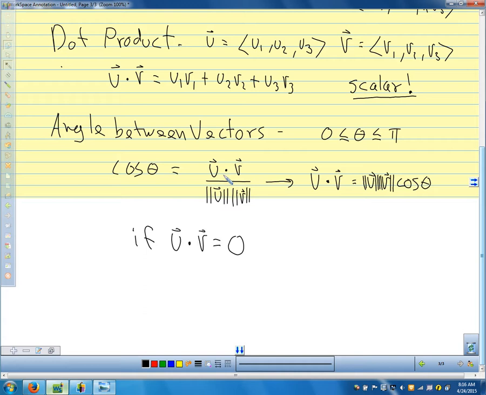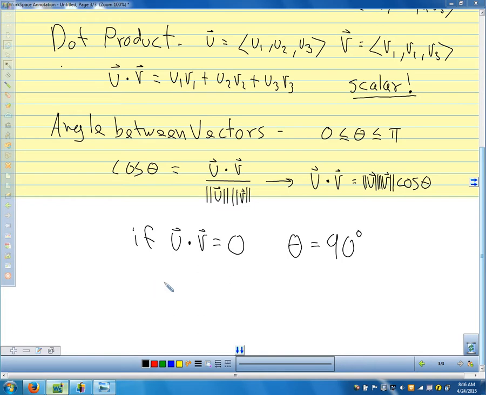But what angle? What angle are we talking about? 90 degrees. There we go. If u dot v is 0, theta equals 90 degrees. The angle between the two vectors is 90 degrees. We say the vectors are orthogonal. So if the dot product is 0, the angle between them is 90 degrees, we say they're orthogonal.